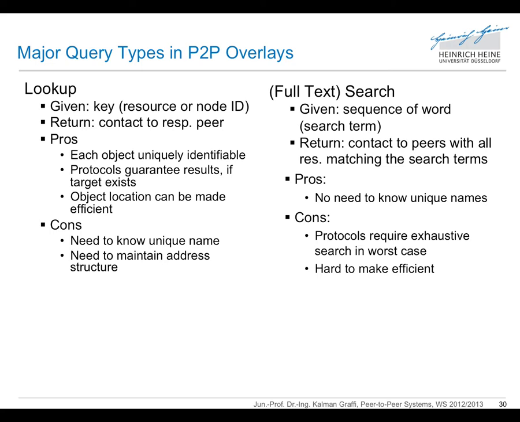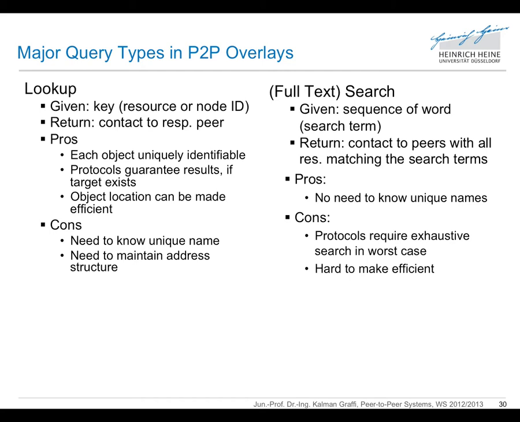So the good thing is every object is uniquely identifiable. Protocols guarantee if the object is there, you get it. If it's not there, then the responsible peer will say, I don't have it. And the object location can be made efficient. So for every peer, for every object ID, you can calculate the position in the network and store it there and also find it there again. So you don't have to contact too many nodes in finding it.